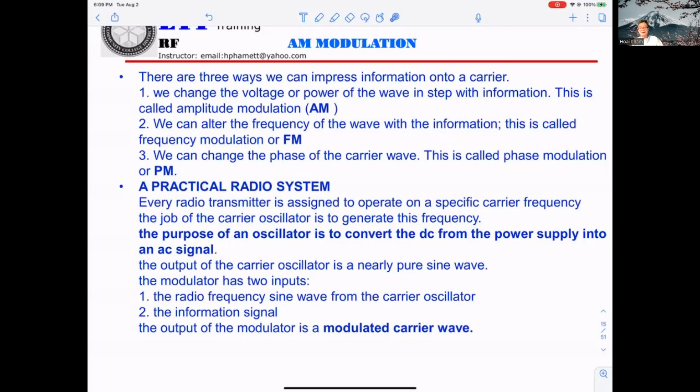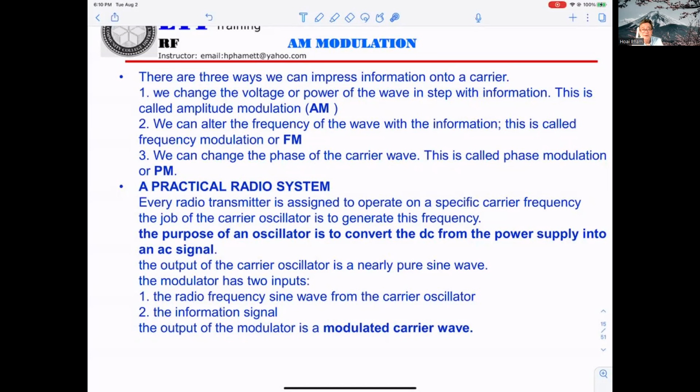You see the difference between AM modulation and FM modulation. AM modulation means they are changing the amplitude of the signal in order to transmit it. FM modulation, they will be changing the frequency of the signal for transmitting. And the last one, you can change the phase of the carrier wave. That's what we call phase modulation.